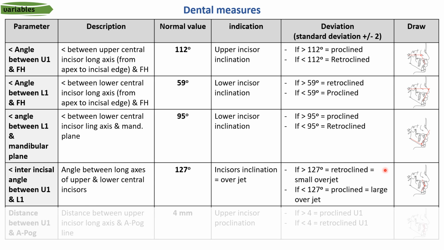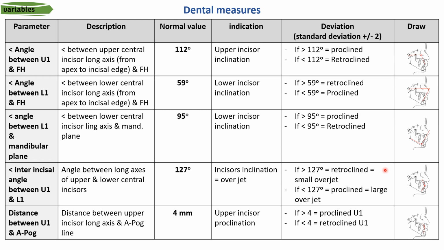The distance between the upper central incisor tip and a line extending from the A point to the pogonion, normally it is 4 millimeters. If it increases, it means that the upper incisor is proclined, and if it decreases, it means that the upper incisor is retroclined.